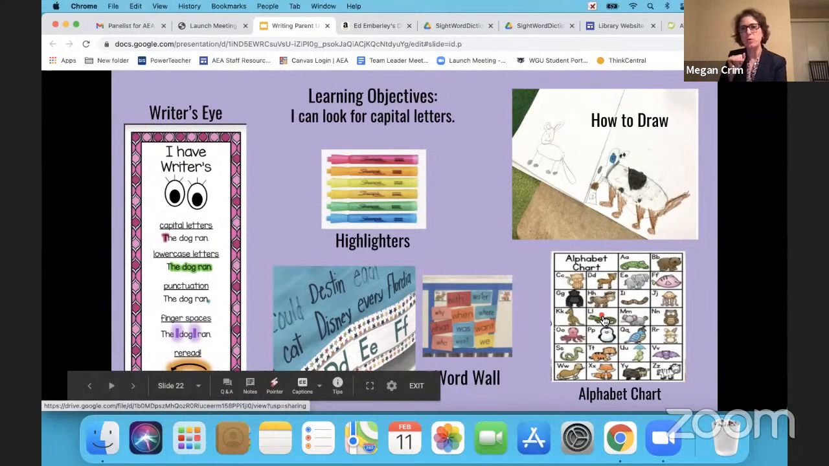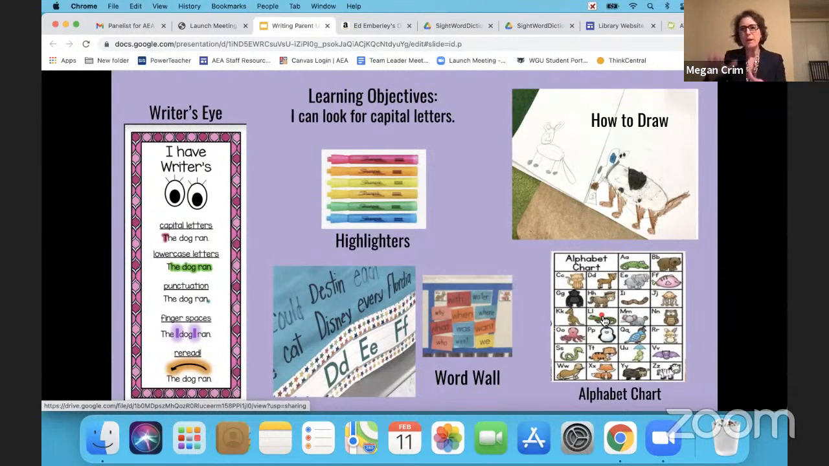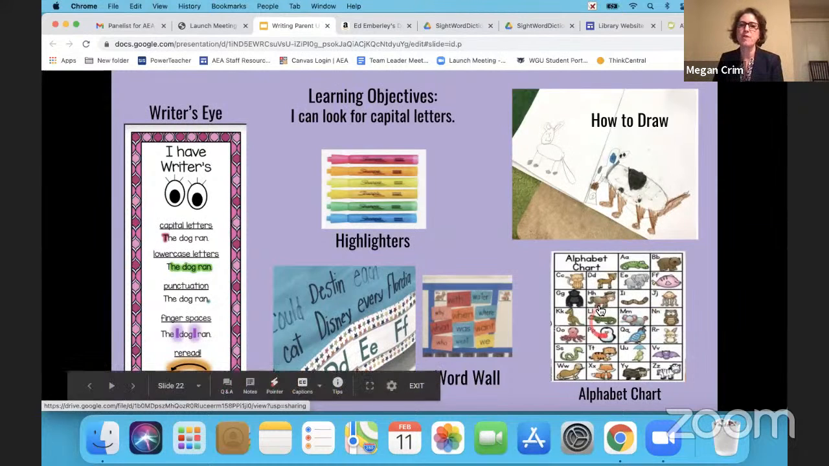You can have that with the word wall. You can have it in a folder, but having it right next to your writer is super helpful, especially at the beginning of the stages when they are just really figuring out, in tiger, T, I, G. They've learned Zoophonics, and this is a Zoophonics chart.